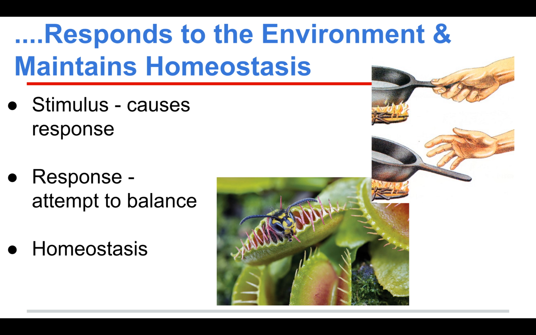So when we are responding to our environment, we're responding to a stimulus, and a stimulus is the thing that's going to cause the response. In that top picture, the stimulus is a hot pan, and our response, which is our attempt to balance out our environment or our internal environment, is to drop the pan because it is hot. So when we're trying to create balance, we're trying to maintain internal environments that are stable, and we call this homeostasis.